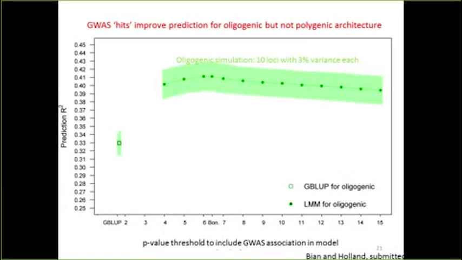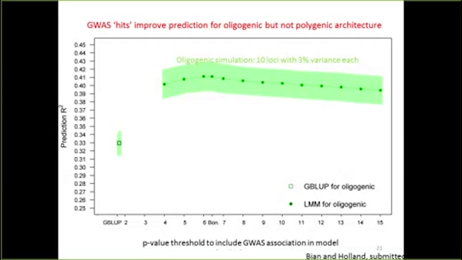So my student Yang Bian did this simulation where he said, okay, let's take the easy case: 10 loci, each of which explains 3% of the variance. So there's a part that's oligogenic, and then there's another part that's polygenic. And what happens is, here's our GBLUP model. Here's the prediction accuracy. It's like 33%. If we do the GWAS, and here's our threshold for declaring a significant result, we greatly increase the prediction accuracy.